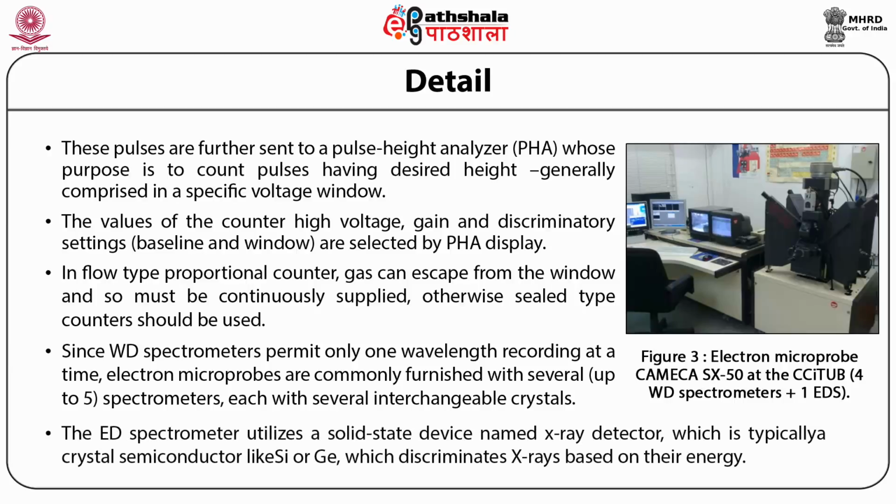The EDS spectrometer utilizes a solid state device named an X-ray detector, which is typically a crystal semiconductor like silicon or germanium, which discriminates X-rays based on their energy. Due to improved resolution, WD spectrometers have superior, or I can say lower, detection limits than EDS spectrometers, which have a detection limit usually 10 times that of WD spectrometers.